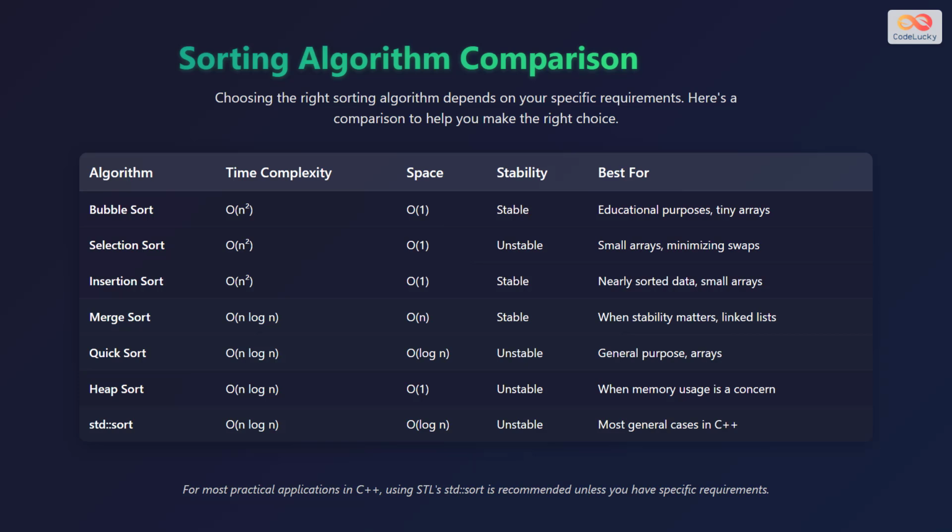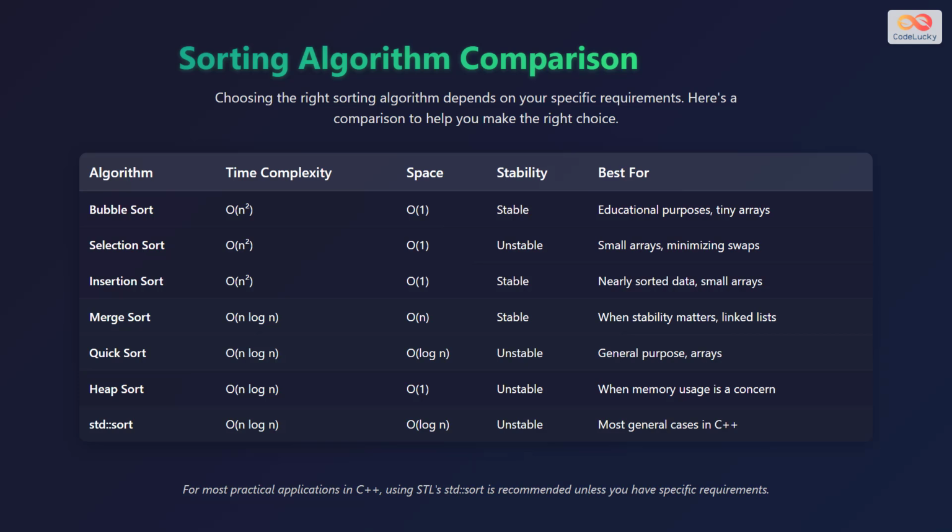Selection sort has a time complexity of O(n^2), space complexity of O(1). It is unstable and best for small arrays, minimizing swaps. Insertion sort has a time complexity of O(n^2), space complexity of O(1). It is stable and best for nearly sorted data and small arrays.